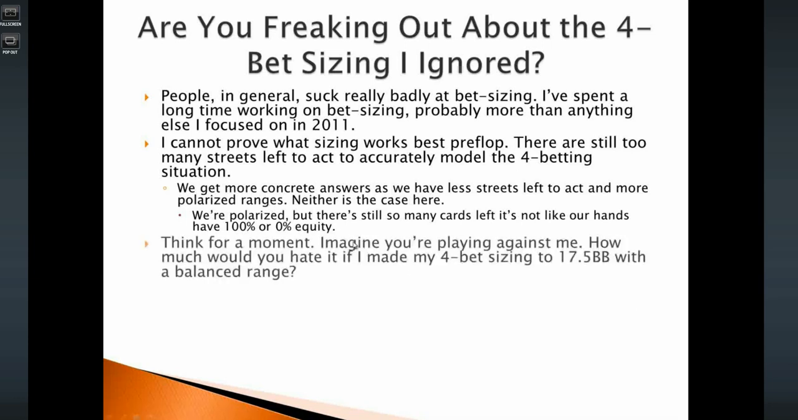Now what I want you to do is think for a moment. Imagine you're playing against me, or if not me, someone even way better than me. Imagine you're playing against an optimal opponent. How much would you hate it if I made my 4-bet sizing 17.5 big blinds with a balanced range? Think about it. You're 3-betting to 9 big blinds, and then me or someone better than me makes it 17.5 big blinds in position.